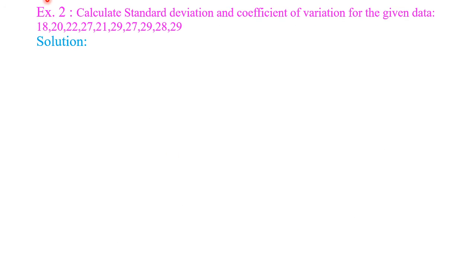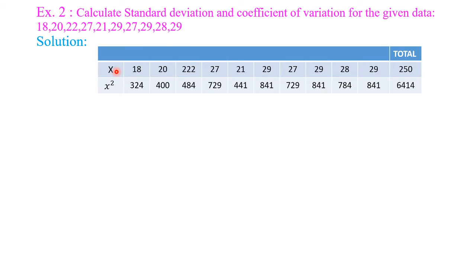Example number 2. Calculate standard deviation and coefficient of variation for the given data. The given data is 18, 20, 22, 27, 21, 29, 27, 29, 28, 29. Solution. We have prepared a table to find x square. So the number of observations x you see here, and x square of each observation.